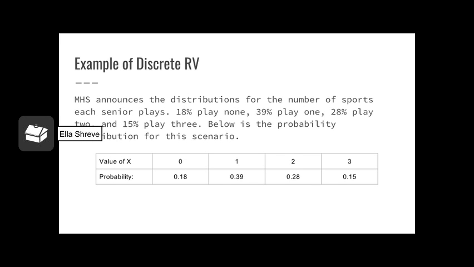An example problem for discrete random variables is that MHS announces the distributions for the number of sports each senior plays. 18% play none, 39% play 1, 28% play 2, and 15% play 3. Below is the probability distribution for the scenario. As you can see, the probability values add up to 1, or 100%.